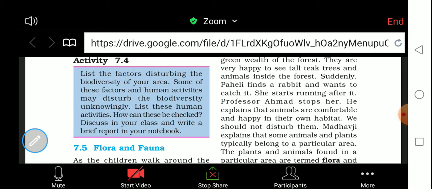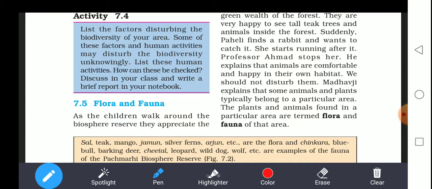So 7.1 is your homework. 7.4 is also your homework. List the factors disturbing the biodiversity of your area. Some of these factors and human activities may disturb the biodiversity unknowingly. List these human activities. How can this be checked? So, list the factors disturbing the biodiversity of your area. Here, cutting of trees is one of the factors.